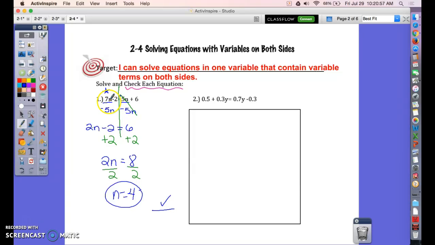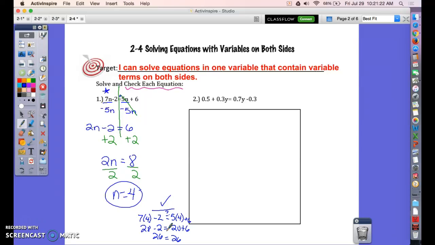You would put 4 in on both sides. So 7 times 4 minus 2. And we're checking to see, does this equal 5 times 4 plus 6? 7 times 4 is 28. 28 minus 2 is 26. 5 times 4 is 20. 20 plus 6 is 26. So I see that they do, in fact, equal each other.